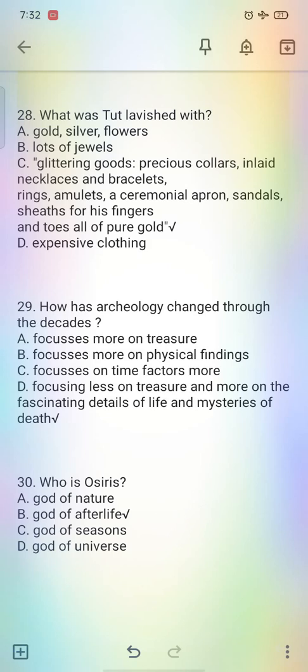Now the next is 29. How has archaeology changed through the decades? Focuses more on treasure; focuses more on physical findings; focuses on time factors more; focusing less on treasure and more on the fascinating details of the life and mysteries of death. Last option D. This is correct.